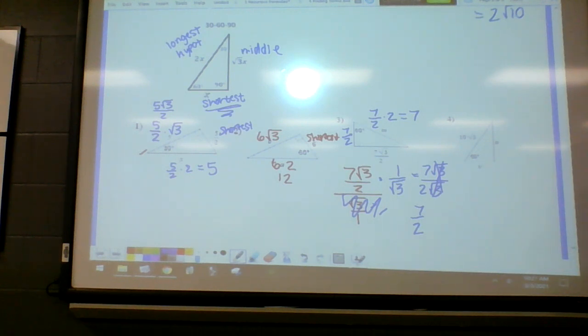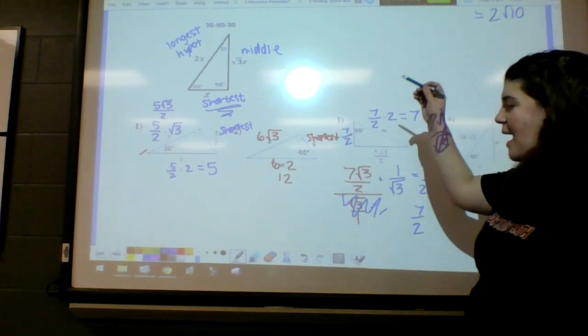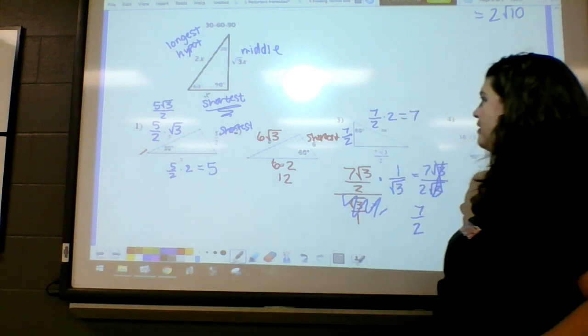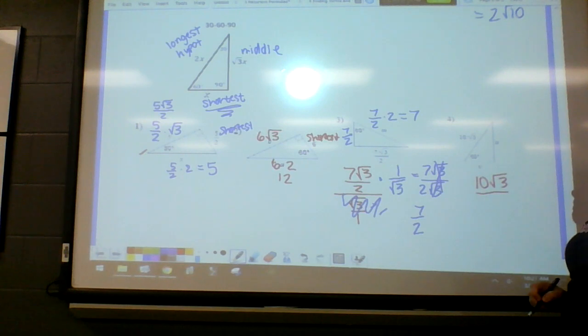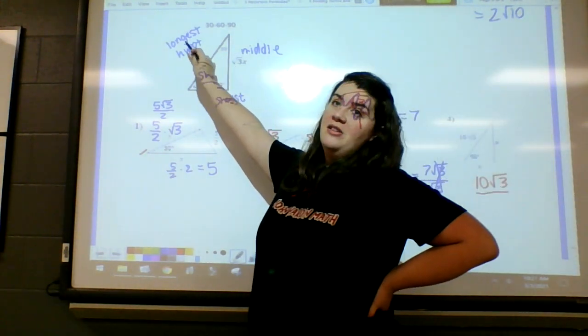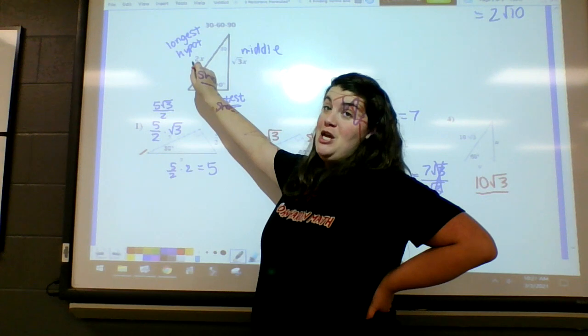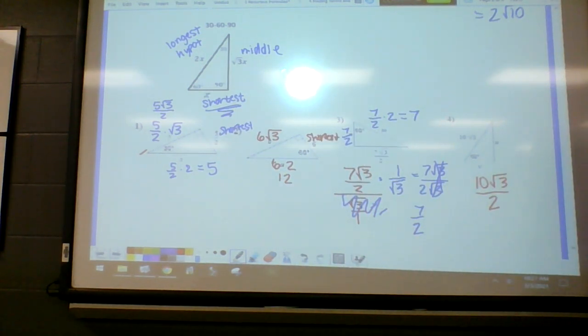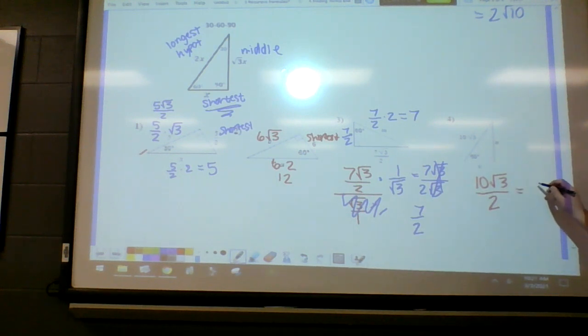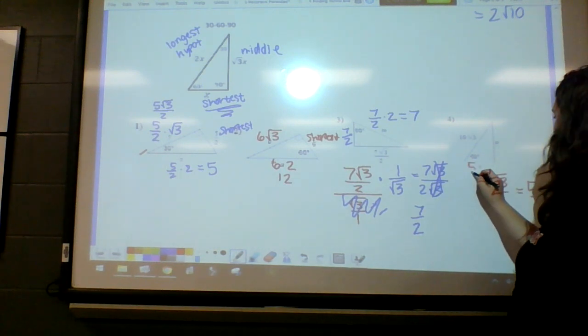All right, so number 4, which side do we have? We have the hypotenuse. So how do I go from the hypotenuse back to the shortest side? Divide by what? Well, how did you go from the shortest side to the hypotenuse? Times 2, right? So how do you go backwards? Divide by 2. So depending on which side you have, you might divide by the square root of 3 or divide by 2 to go backwards. So that would make that what? 5 square root of 3. So your short side is 5 square root of 3.